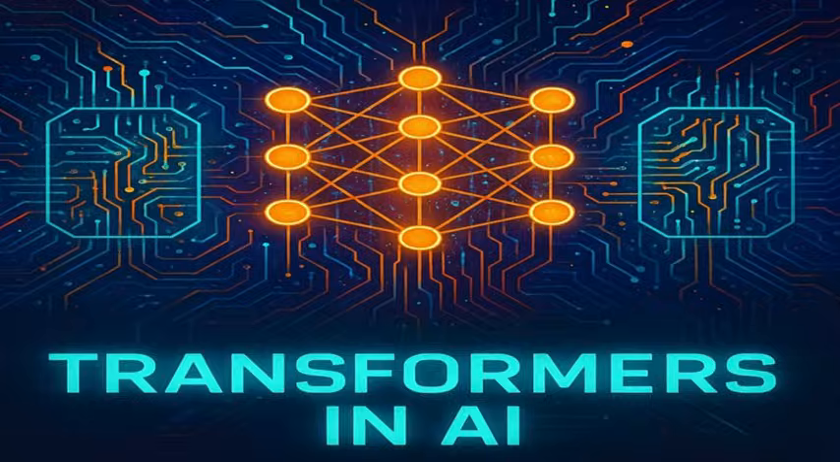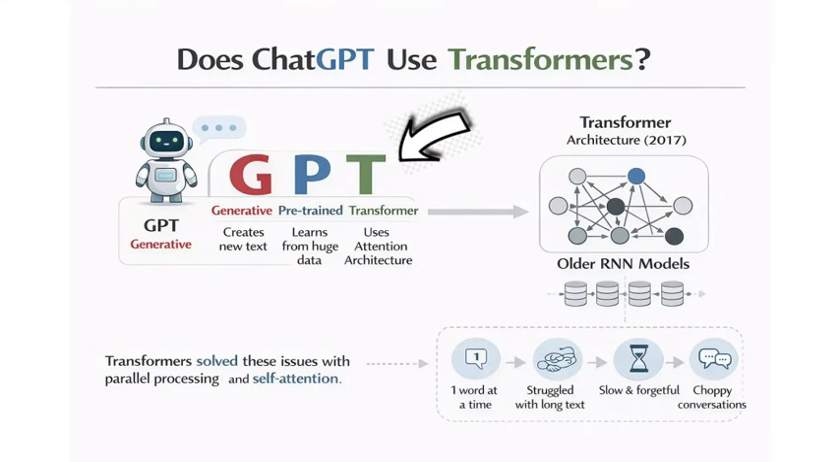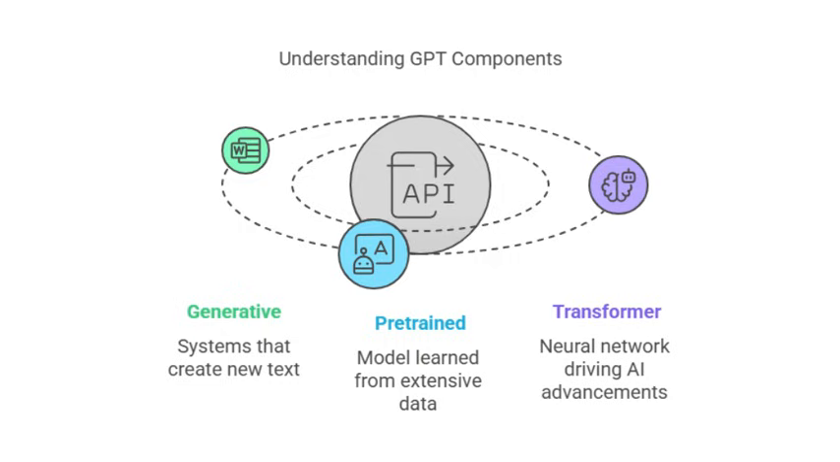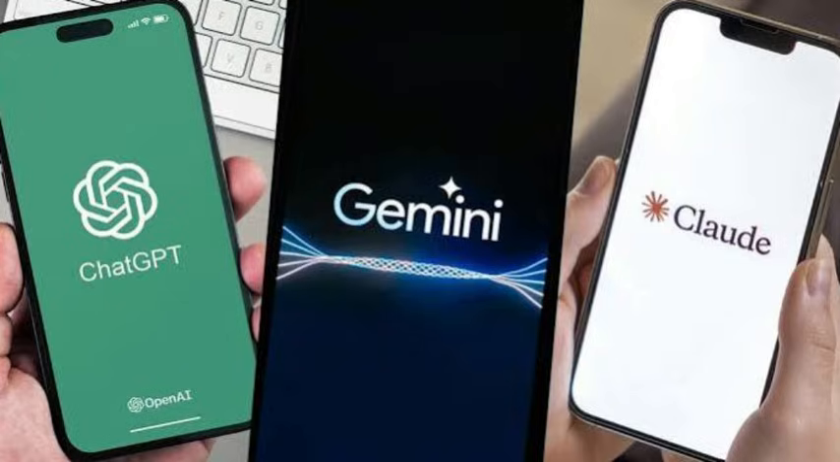Hi everyone. Have you ever wondered how ChatGPT can read an entire sentence, understand the relationship between different words, and then generate a surprisingly intelligent response? The technology behind this is called transformers. Transformers are one of the most important breakthroughs in modern AI, and they are the foundation behind models like ChatGPT, Claude, Gemini, and many other large language models.